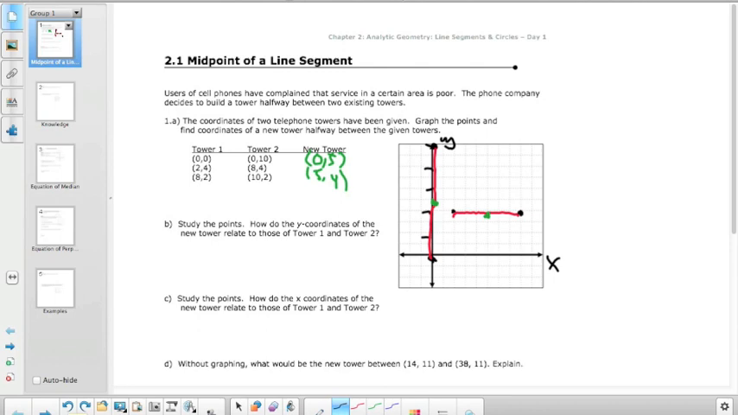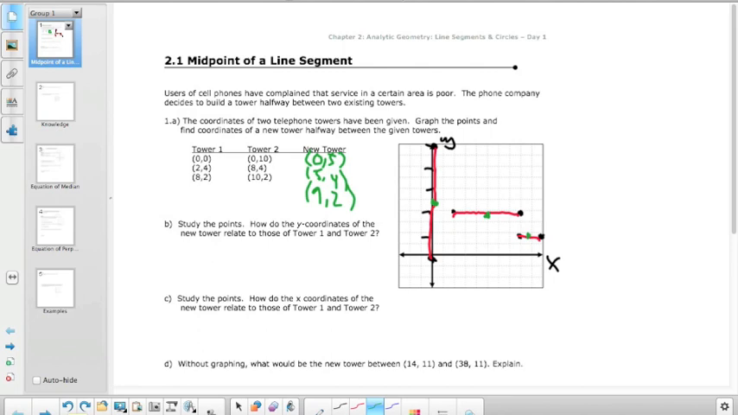We had 8, 2. So 8, 2 is here, one tower, and 10, 2 is another tower here. So this one's relatively easy. Where's the midpoint of that segment? 9, 2, right? So here is 9, 2.